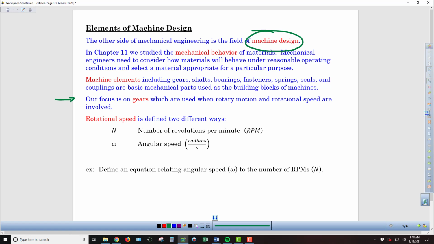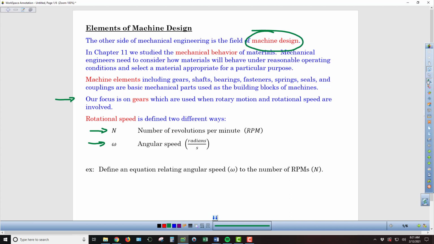And so in gears, what we're looking at is things that are rotating. And so we need to be able to measure the speed of that rotation. And there's a couple ways that we can do that. One is in the number of revolutions per minute. We'll use the capital N variable. And then there's the angular speed. And so that's the Greek letter omega, not a W. And so that's measured in radians per second. And so we need to be able to convert back and forth between those two.